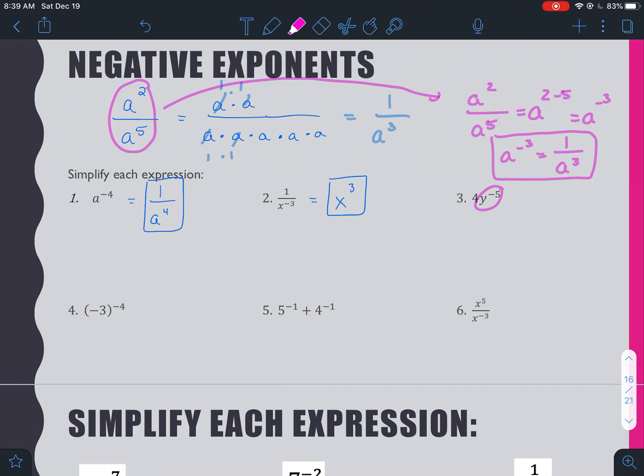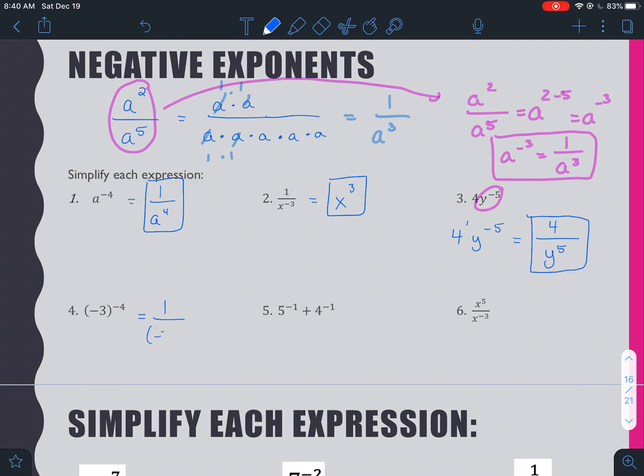4y to the negative 5th, again, only y to the negative 5th has the negative exponent. 4 has the exponent of 1. So this is like 4 to the 1st times y to the negative 5th power. So the only term that needs to move down to the denominator to give it a positive exponent is y to the 5th. So this is 4 over y to the 5th.